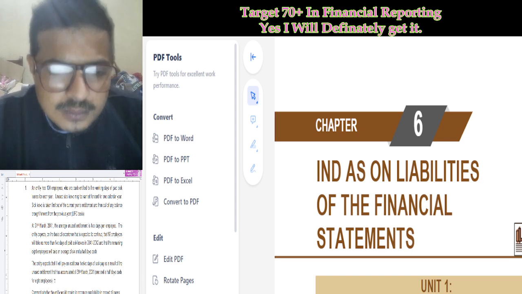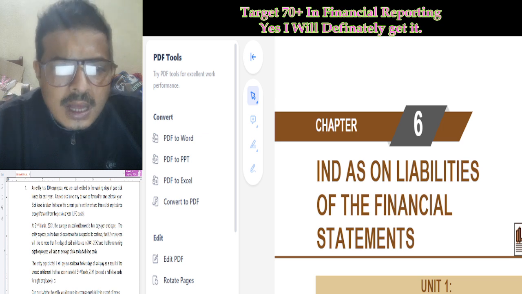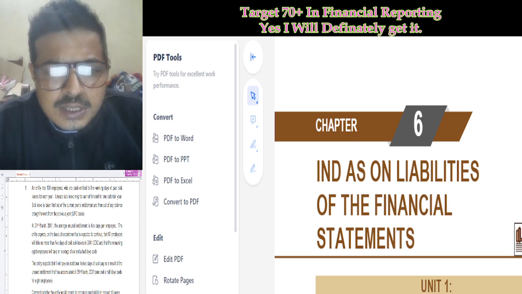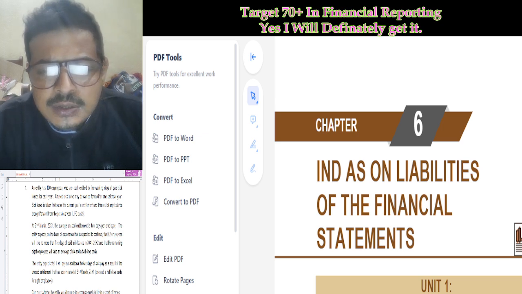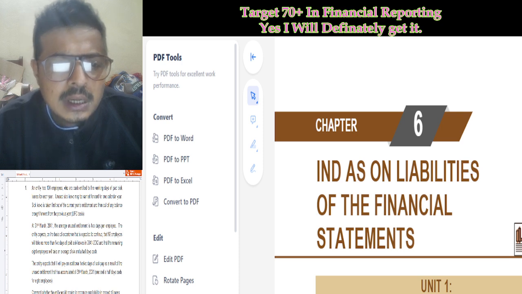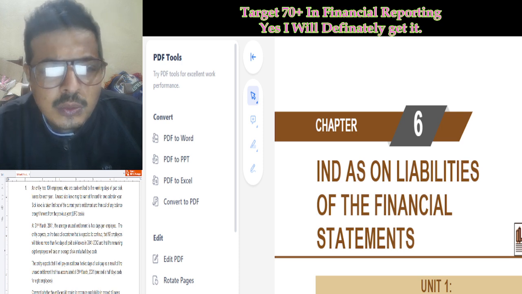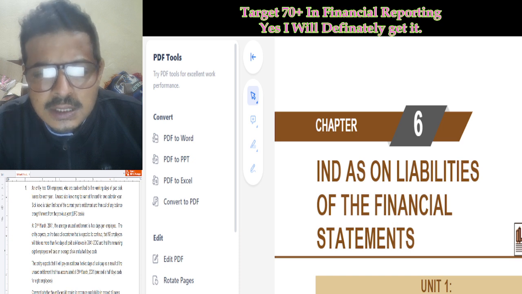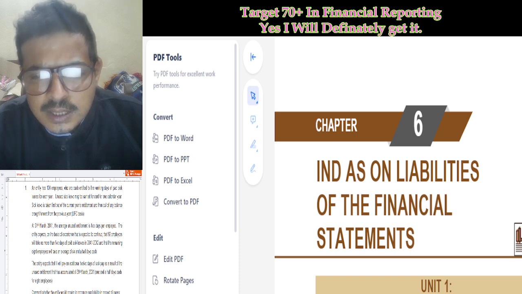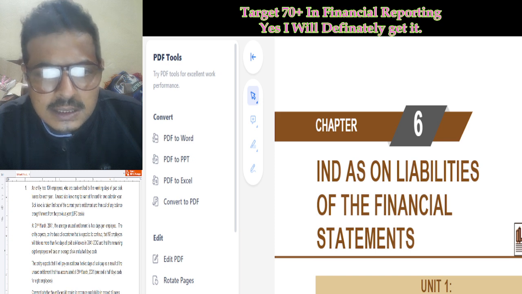Another one: at 31st March 20X1, the average unused entitlement is 2 days per employee. The entity expects, on the basis of experience that is expected to continue, that 92 employees will take no more than 5 days of paid sick leave in 20X1 and 20X2, and the remaining 8 employees will take an average of 6.5 days each.